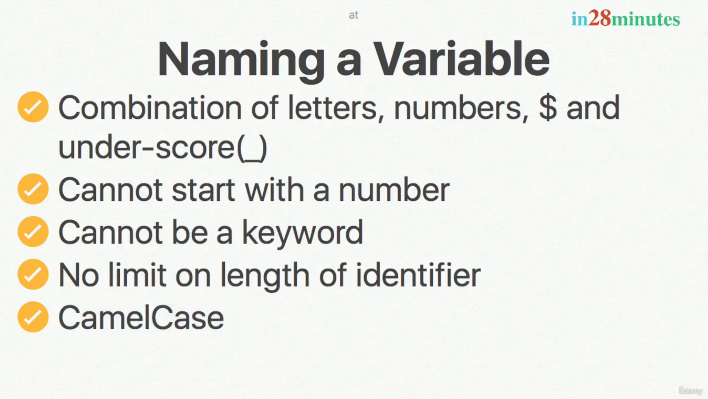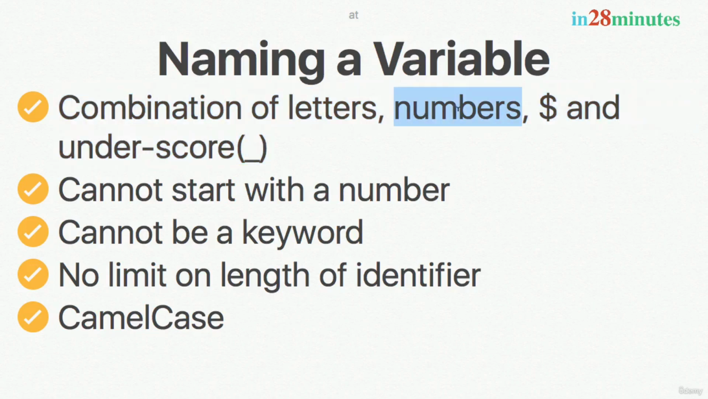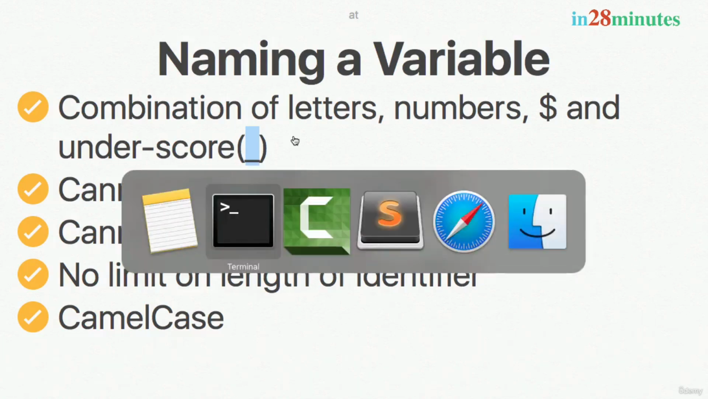So what are the rules related to naming a variable? Whenever you name a variable, it can only have a combination of letters and numbers. So you can have all the alphabets, you can have numbers from 0 to 9, and you can have a dollar and an underscore sign. So these are the valid characters that you can use to name a variable.